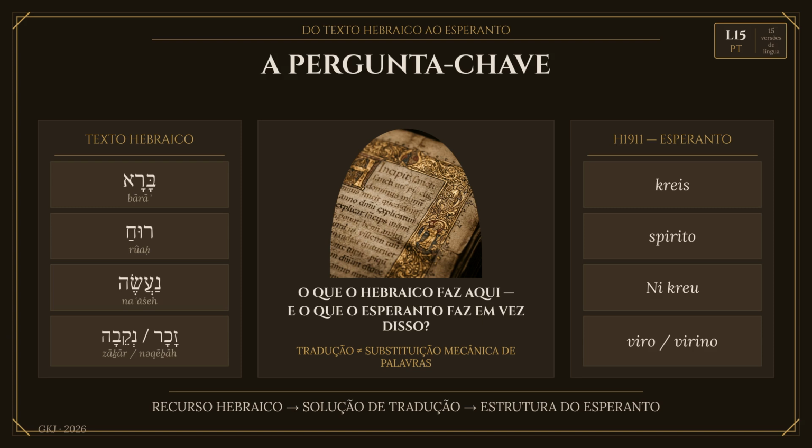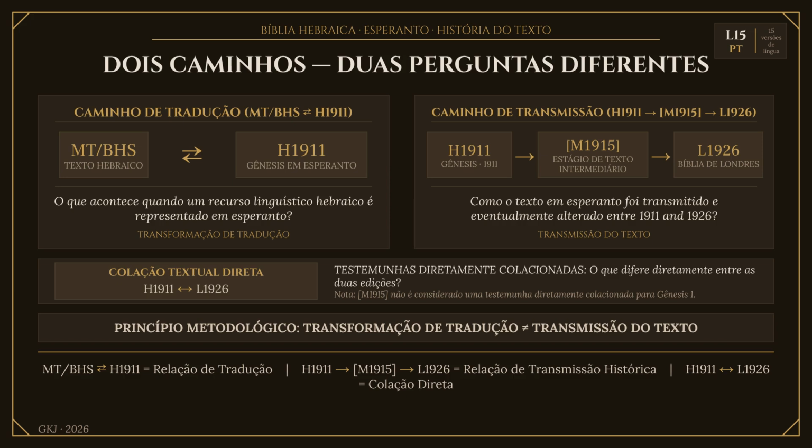Translation is not just a mechanical substitution of words. We distinguish between two paths, the translation process from Hebrew to Esperanto and the historical transmission path of the text itself. These require different analytical methods.